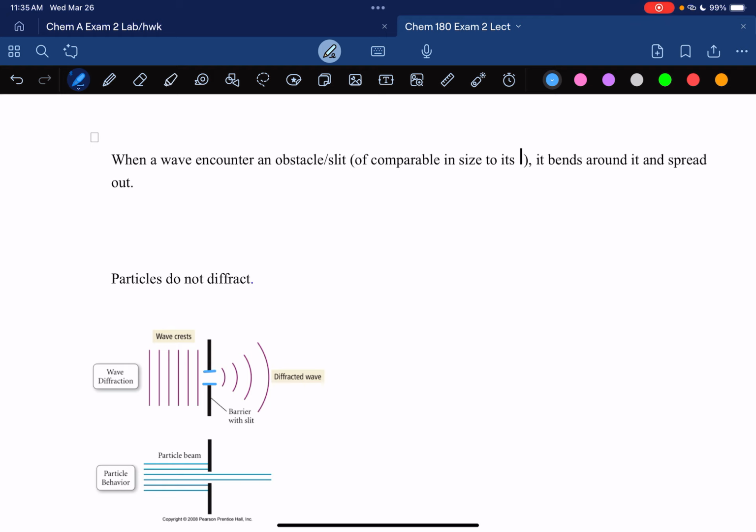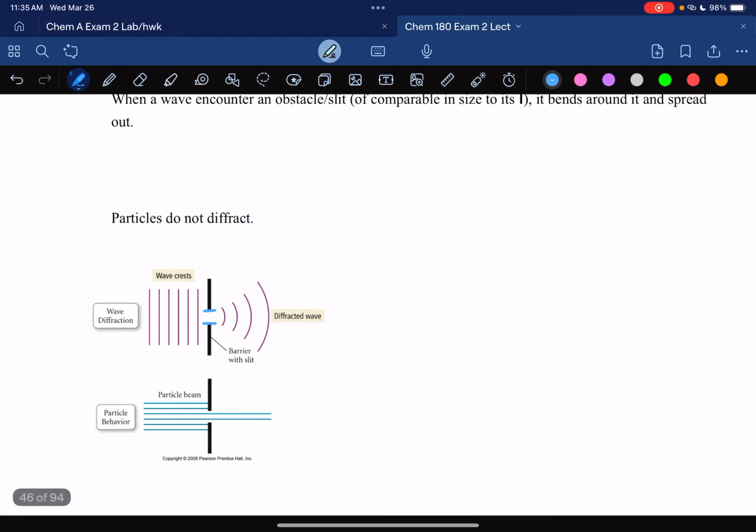On the other hand, particles do not diffract. Say I have bullets, particles coming through, they don't keep the same set of particles. Only the ones that fit into the slit will go through, right? So particles do not diffract, while a wave, when it gets there, will just spread out, and it still has the same set of particles. Does that make sense, everyone? So just understand what diffraction is about.